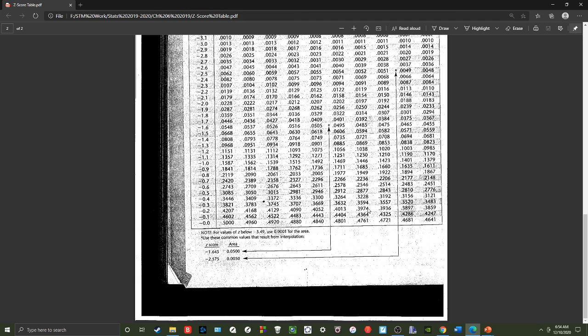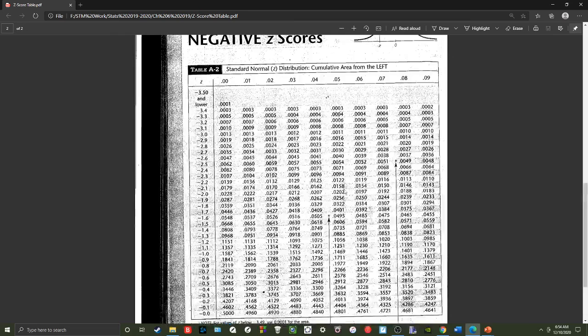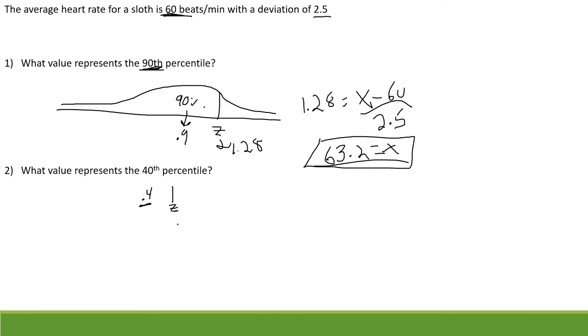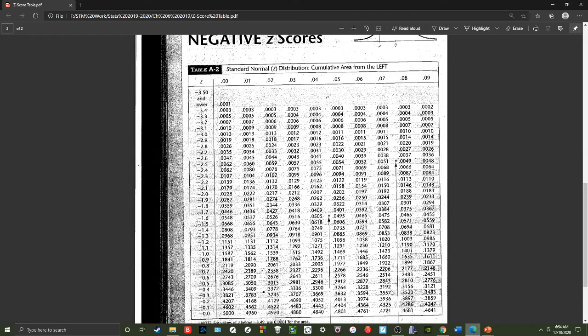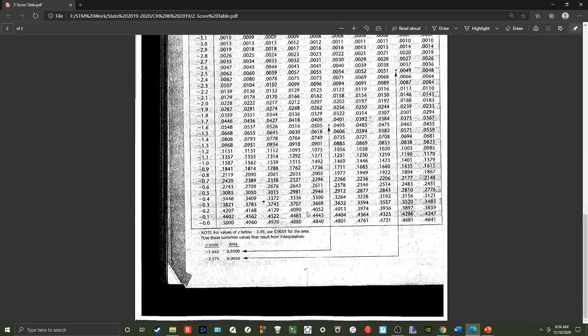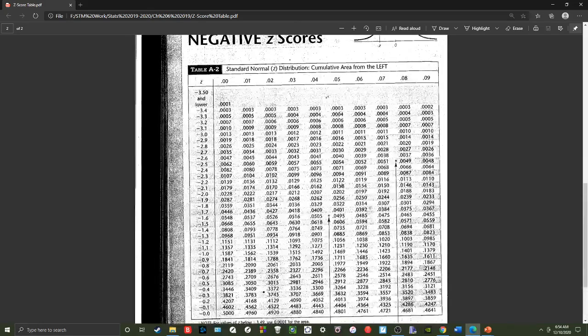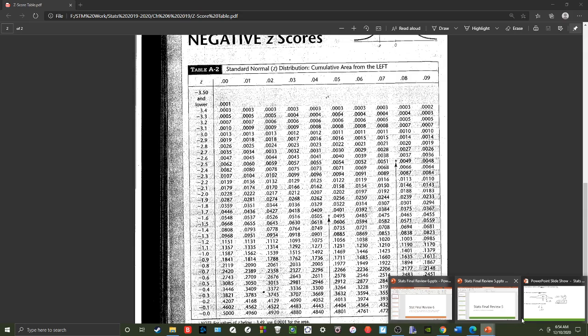So 0.3974, that's 0.0026 off. This is 0.0013 off, so this is going to be the closer one. So negative 0.25. So here we go. That's going to be negative 0.25, if I read that correctly, which I need to go back and check that I did because I'm second guessing myself. Negative 0.25. Yeah, I got it.